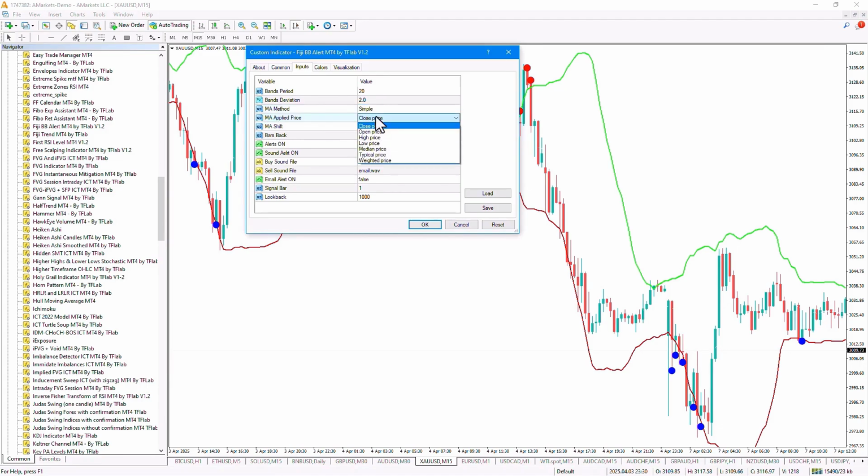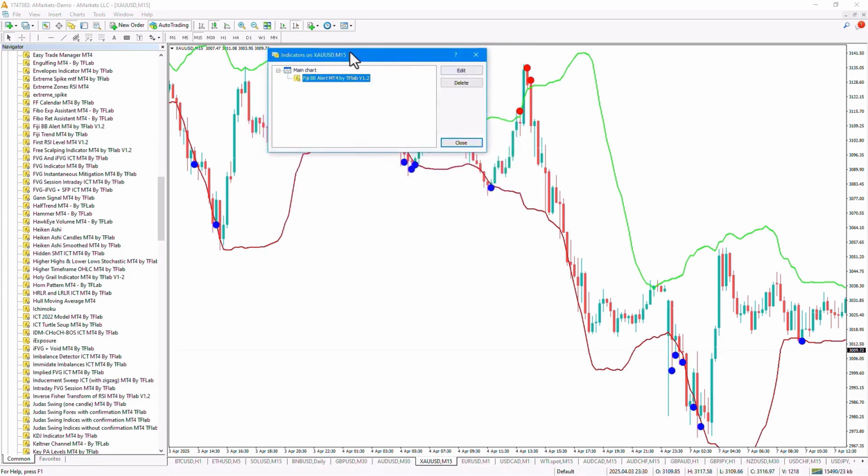In the next section, we can also determine the type of price calculation for the moving average, which is set to close price by default. We can set it to open price, high price, low price, and other options from here. In the next section, we can choose the moving average shift, which is set to 0 by default. In the following section, there is the back setting, which is set to 1 by default.